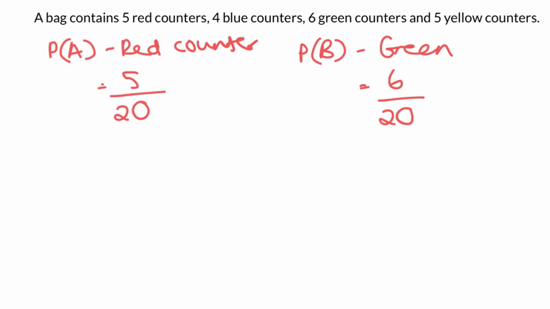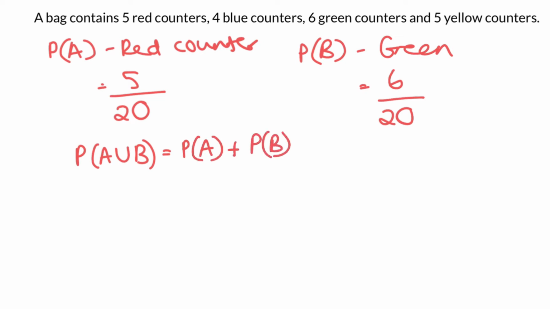So we can have a think about the probability of two events happening together. If we picked a counter at random, the probability that it was red or green will be written as the probability of event A or event B happening. So this will be the probability of event A happening plus the probability of event B happening. So we've got 5 out of 20 plus 6 out of 20 is equal to 11 out of 20.